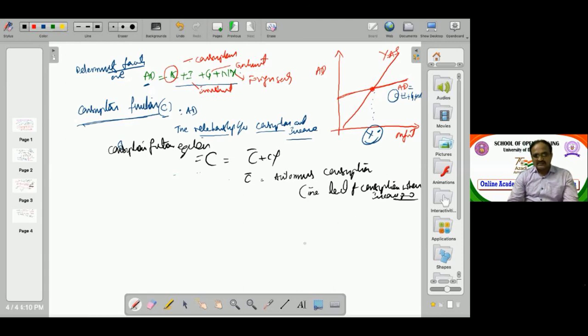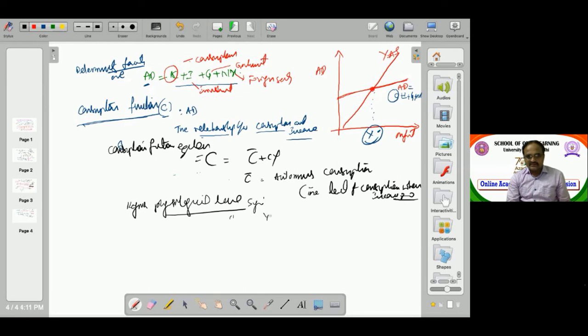That is the point. This depends upon the Keynes psychological law. What is the Keynes psychological law? When the level of income is zero, there is still some consumption taking place. Keynes psychological law says that when the level of income is zero, there is some level of consumption taking place. How much it is depends upon the person. That's why this is the autonomous consumption, you can say.